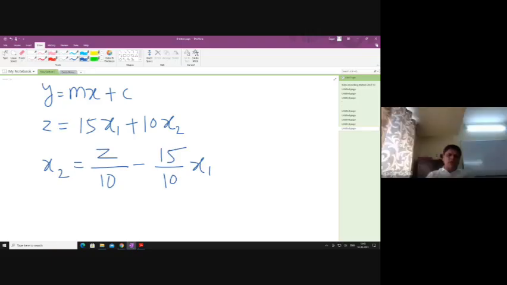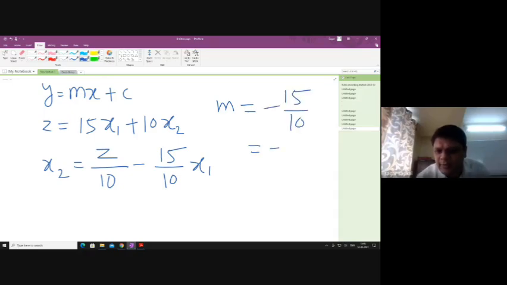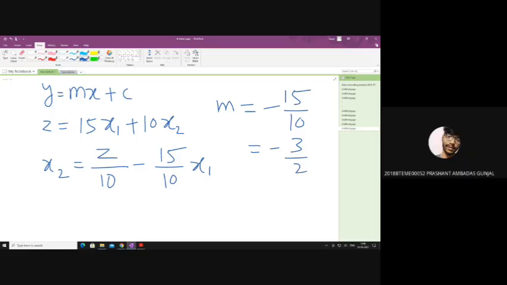Yes, sir. So this is y is equal to mx plus c. What is m? M is the slope of a line. So here z by 10 is the constant, and minus 15 by 10 x1 is your mx. So what is m here? In this case, m is equal to minus 15 by 10, that is nothing but minus 3 by 2. Is it okay? Okay, sir.